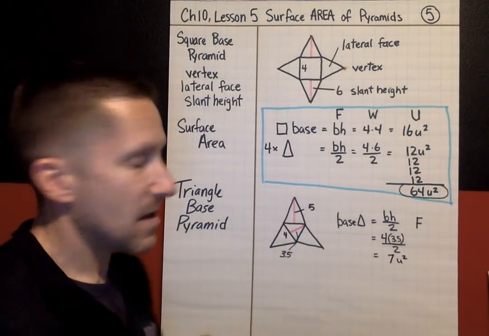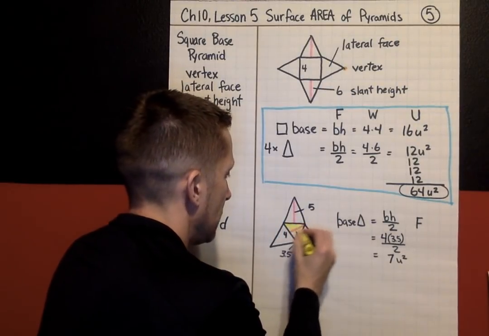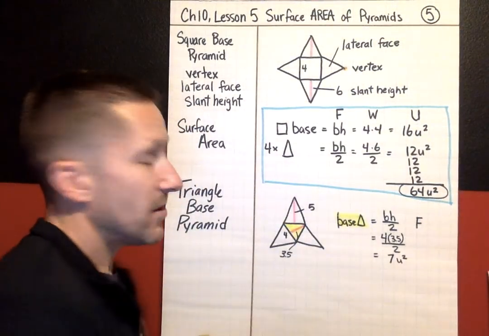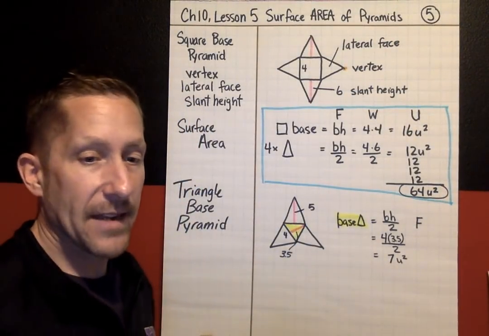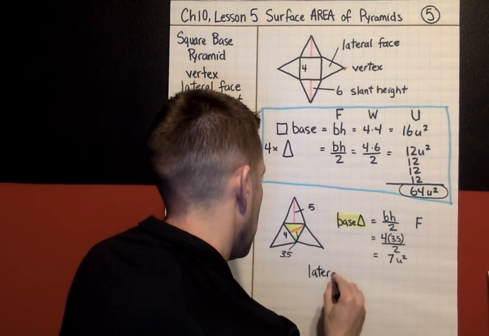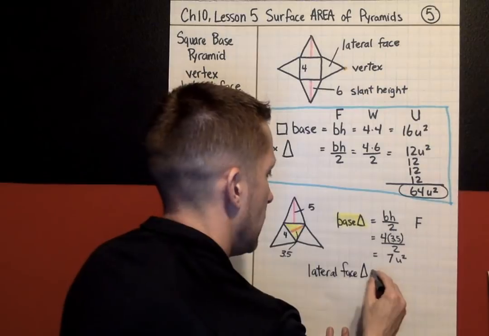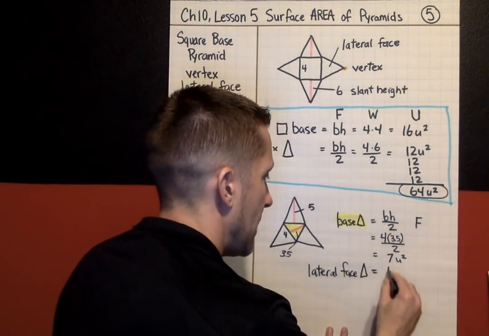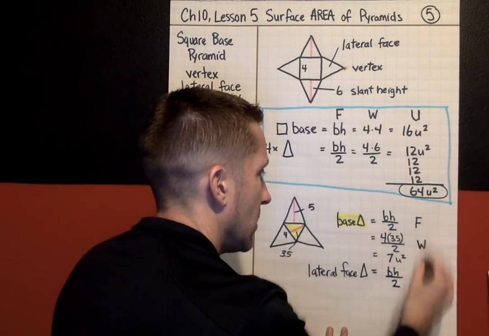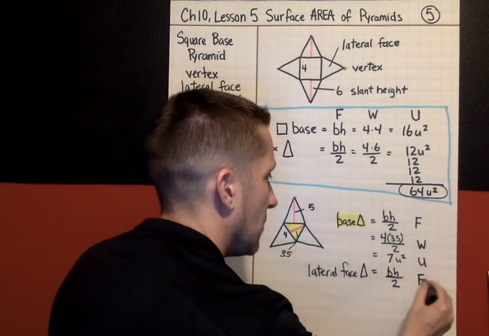So all I've done so far is figure out this triangle. In fact, we'll use some more color here. So this is the base triangle. That's this one. Well, I've got 3 other lateral face triangles that now we've got to find the area of. So, lateral face: my formula is the same because it's a triangle. Base times height divided by 2. I forgot to say this is the work and this is the units: formula, work, units. And again, I'm starting with a triangle, so formula.